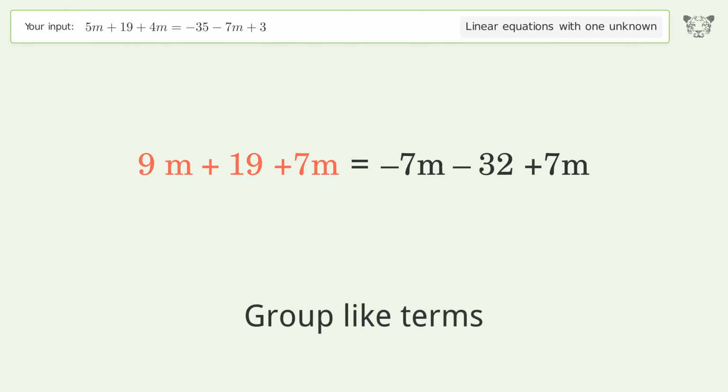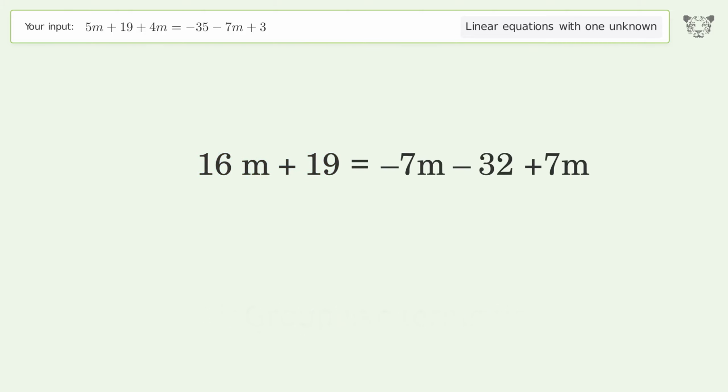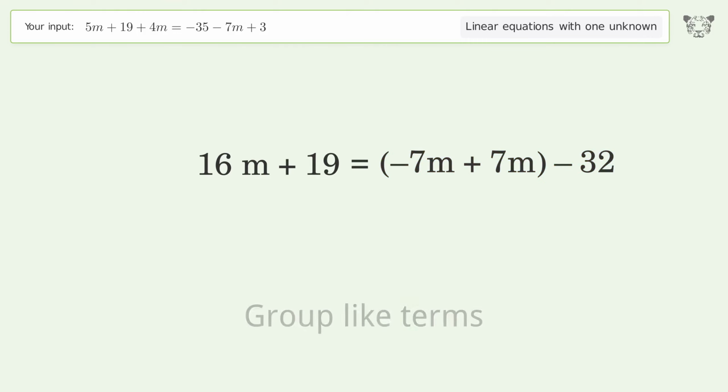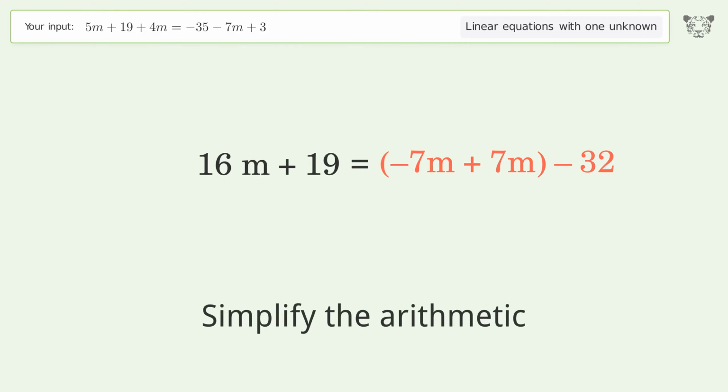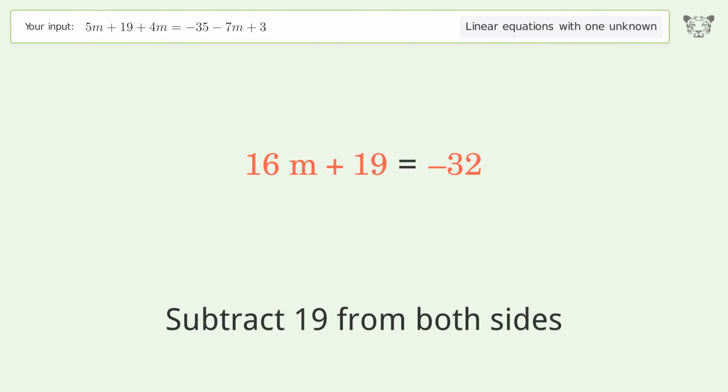Group like terms. Simplify the arithmetic. Group like terms. Simplify the arithmetic. Group all constants on the right side of the equation. Subtract 19 from both sides.